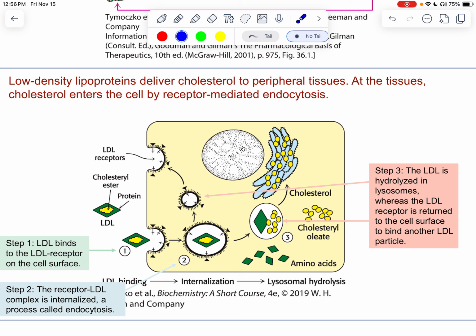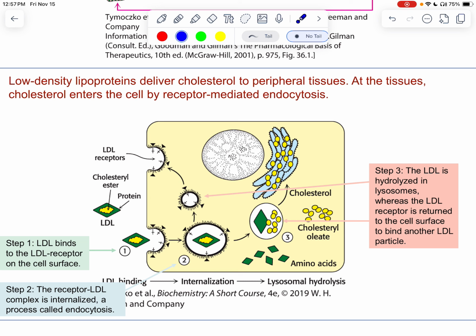And at the tissues, cholesterol enters by this endocytosis. 3 steps. Start with the green one down here. LDL is going to bind to a receptor, an LDL receptor at the surface. So here we have our lipoprotein, and here we have that receptor. Okay, and then go into step 2. This is going to form this receptor LDL complex that's going to get pulled in and internalized. So it gets pulled in.